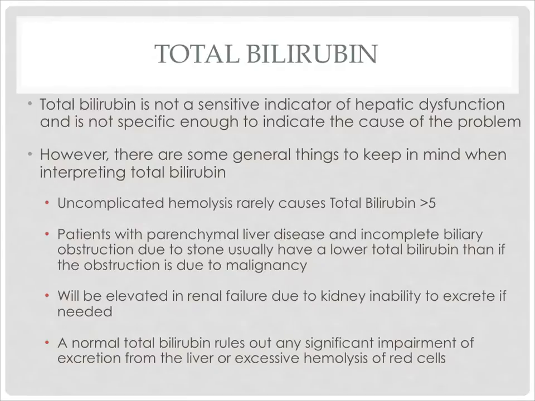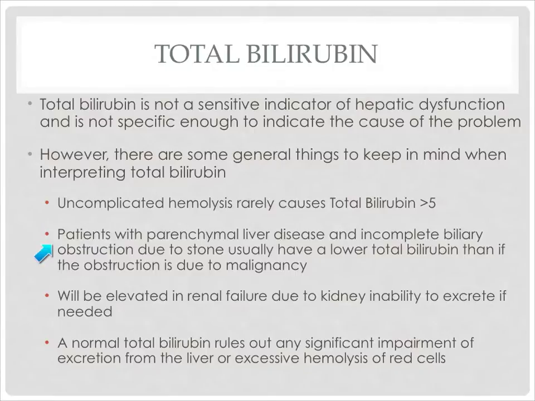Here are some important things to know about a total bilirubin. It's not a sensitive indicator of hepatic dysfunction, and it's not specific enough to indicate the cause of the problem. Now, with that said, here are a couple tidbits of information that you can use, which will help you when you're interpreting a total bilirubin. And that is, an uncomplicated hemolysis rarely causes a total bilirubin greater than 5. So that's important to know.